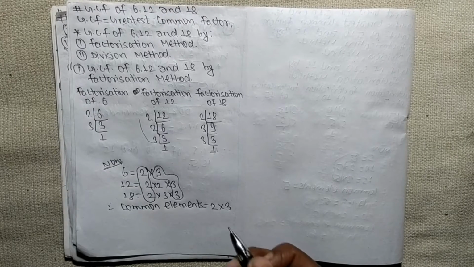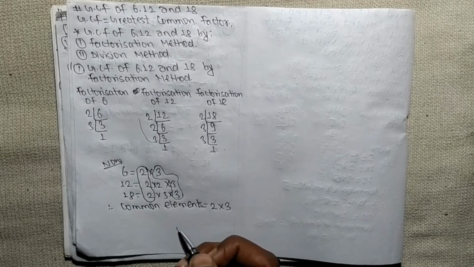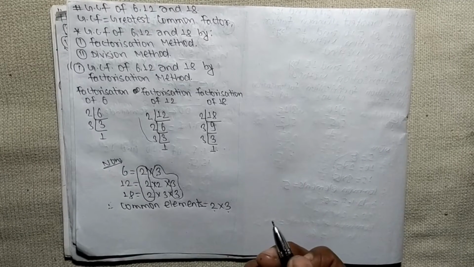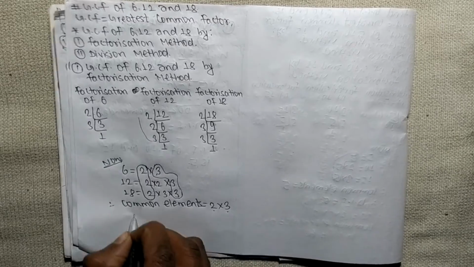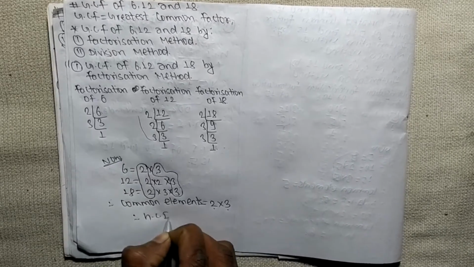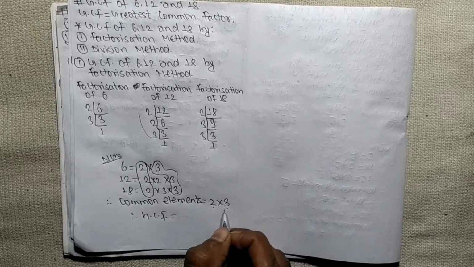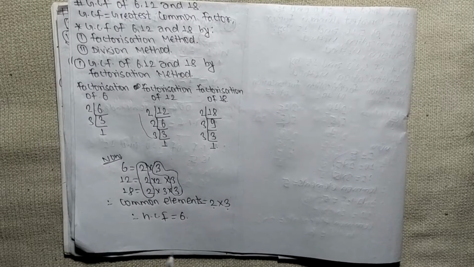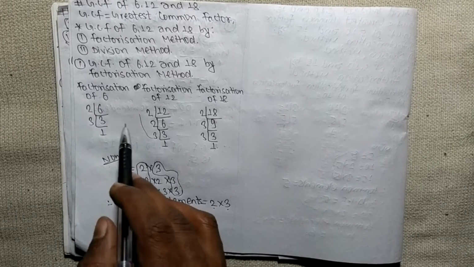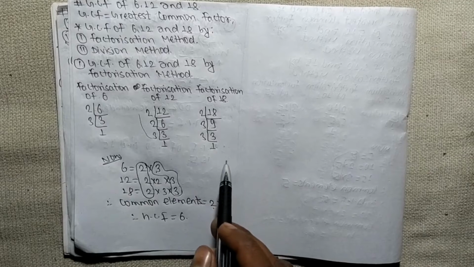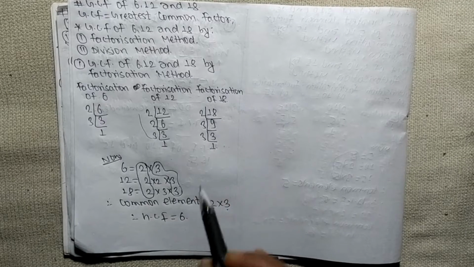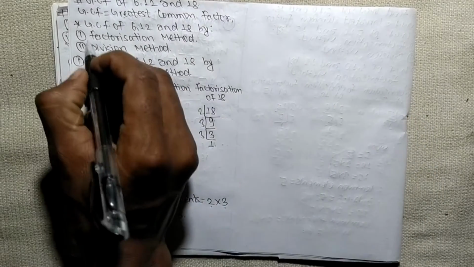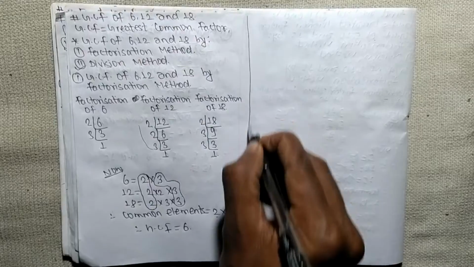As you know GCF is the product of all the common elements. So here the common elements are 2 and 3, which means we have to find the product of 2 and 3. Therefore GCF is equal to the product of 2 and 3. So 2 times 3 is 6. Therefore the GCF of 6, 12 and 18 is 6. In this way we can find the GCF by factorization method. And our second method is by division method.